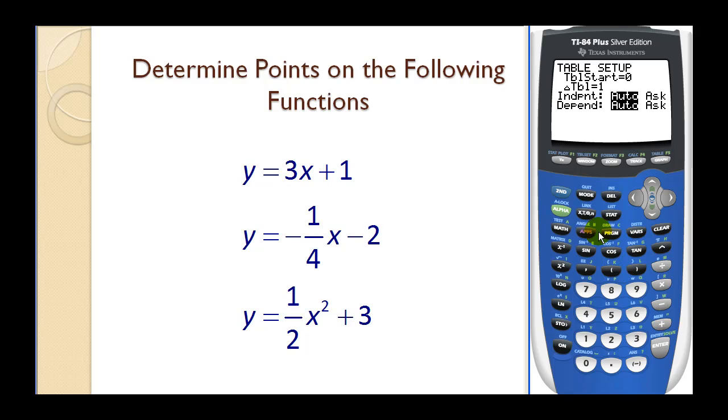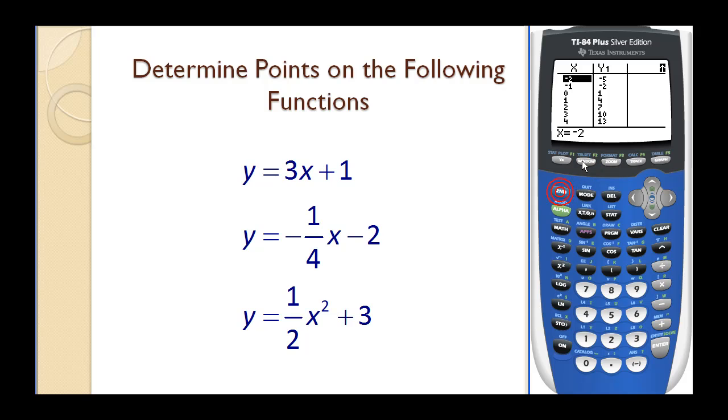Now when we access the table by pressing second graph, we can see the table starts at 0 and increases by 1. And we can also scroll up or down to find additional points on that function. So you can see we have the x values in the first column and the corresponding y values in the second column. Now let's go ahead and go back to the table set for a moment.